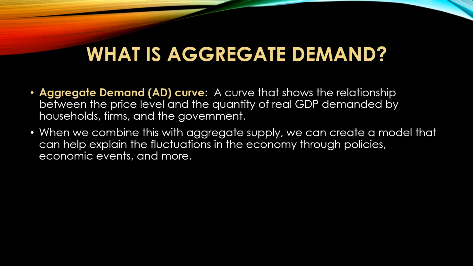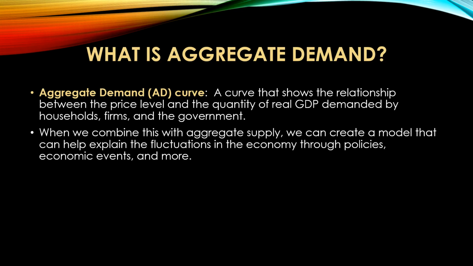So what is aggregate demand? In the last section, we used the aggregate expenditure model. We found the macroeconomic equilibrium points where aggregate expenditures and GDP were the same. And those were operating under the assumption of a given price level. So if we plot the given price level and the corresponding GDP levels, we basically can plot those, connect the dots, and we have a curve that shows the relationship between the price level and the quantity of real GDP demanded by households, firms, and the government.